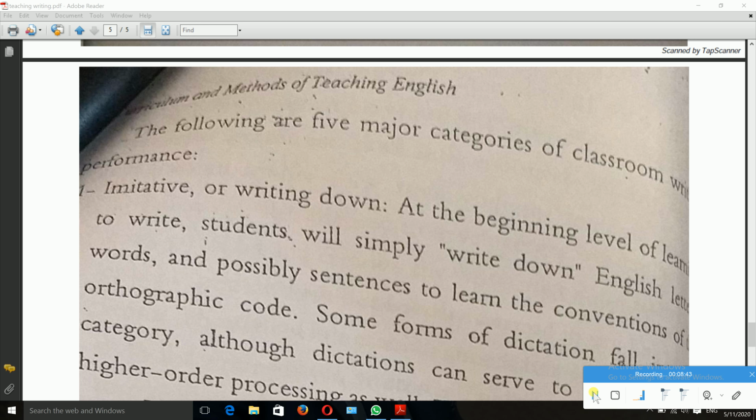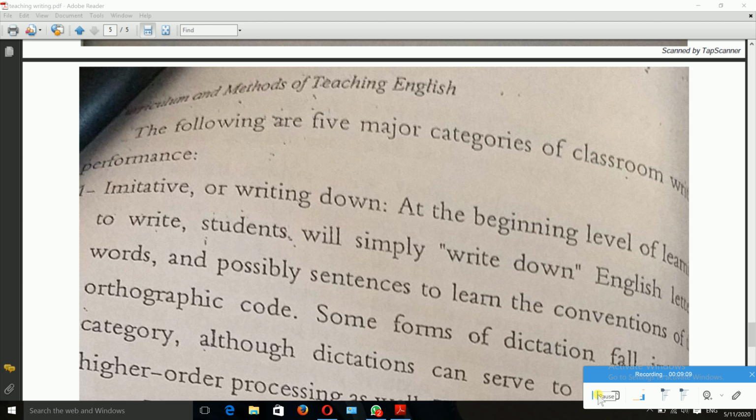Some forms of dictation fall into this category, although dictations can serve to teach and test higher order processing as well. The steps of dictation are, طبعا ما هي خطوات عملية الإملاء. 1. Teacher reads a short paragraph once or twice at normal speed.